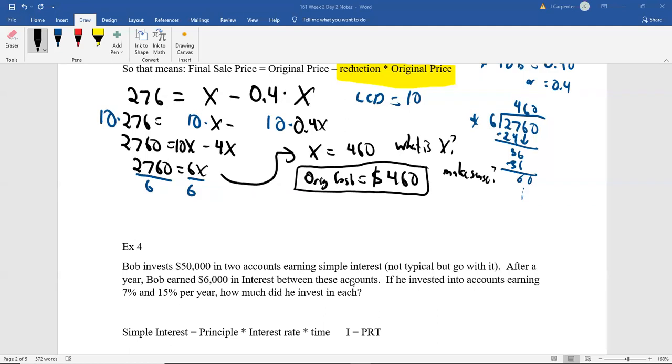That actually gives us the equation when you think about it. You take whatever you put in the first, you subtract it from 50 grand. As I said, from, that means reverse the order, and that gives you what you put in the second.